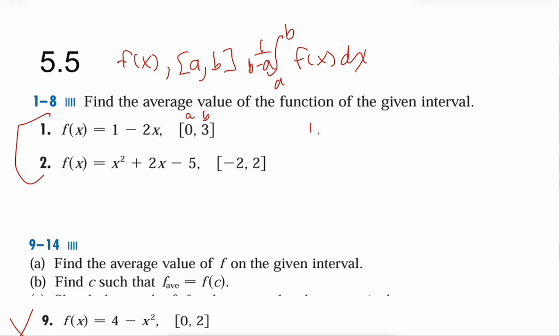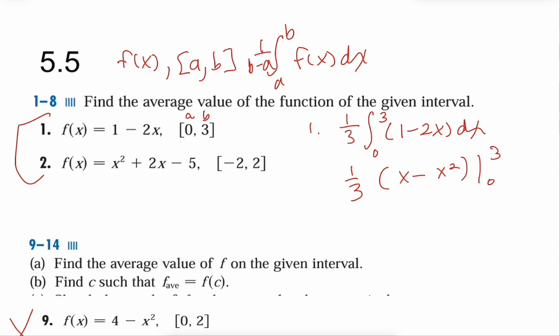So number 1 is just 1 over 3 minus 0, which is 1/3, from 0 to 3 of 1 minus 2x dx. Okay, I'm not going to do the integral of that. You know how to do that. But I will at least write it. 1/3 of x minus x squared from 0 to 3. Remember, it's upper bound minus lower bound. So that's the average value. You just got to give me a number, okay?